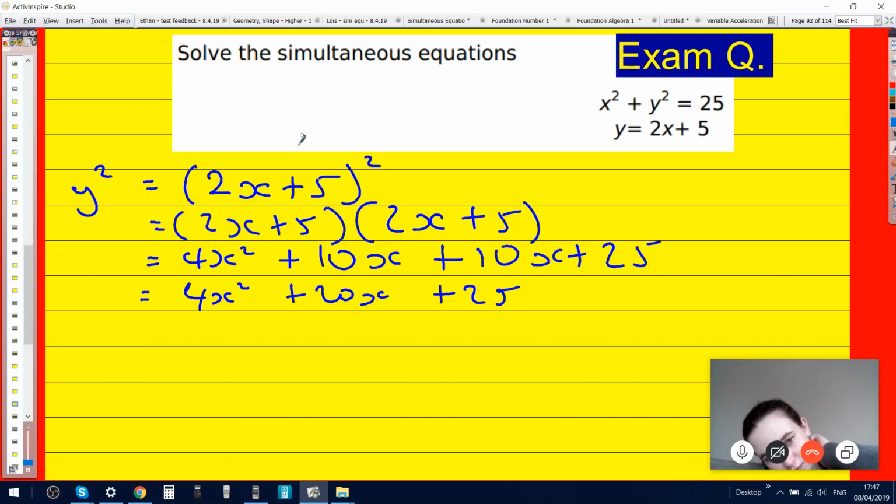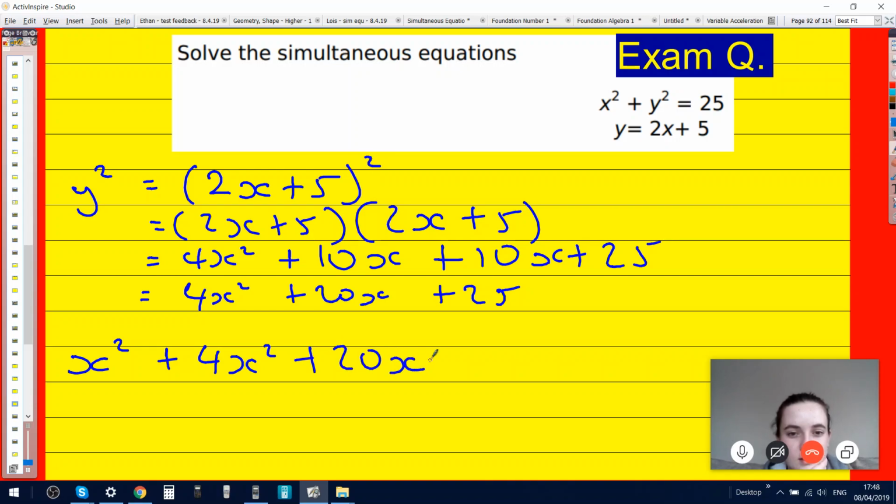So x squared plus that equals 25. So then minus 25 is x squared plus 4x squared plus 20x equals 0. What is x squared plus 4x squared? 5x squared.